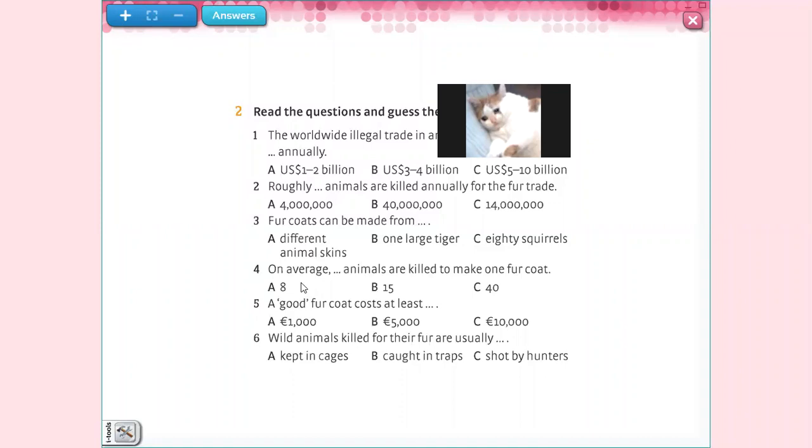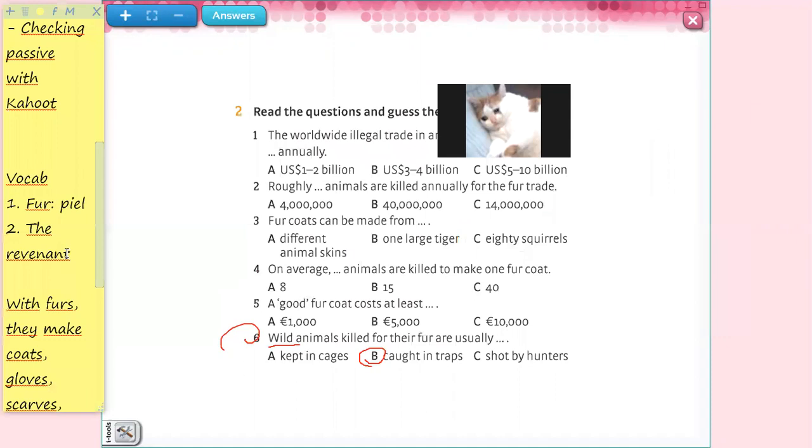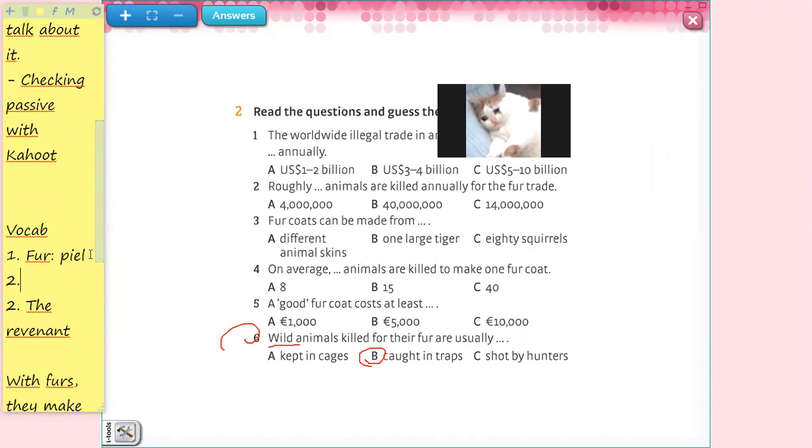Okay, so, good one. And let's finish. Wild animals killed for fur are usually caught in traps. Yes, the wild animals are caught in traps. That's true, but they have to be very careful in order not to damage the skin, the fur, okay? Fur and skin are different. Fur, pelaje, skin, piel. Yeah, they have to be very careful. Okay, let's finish with the book.